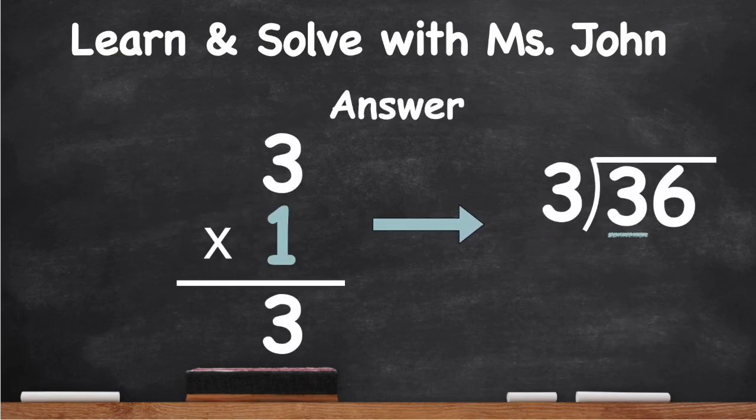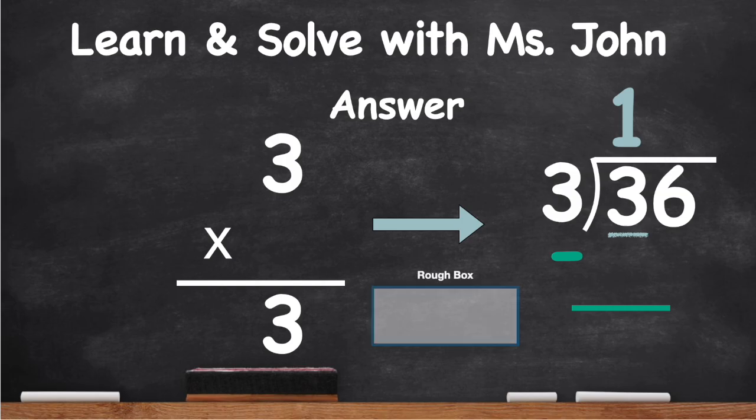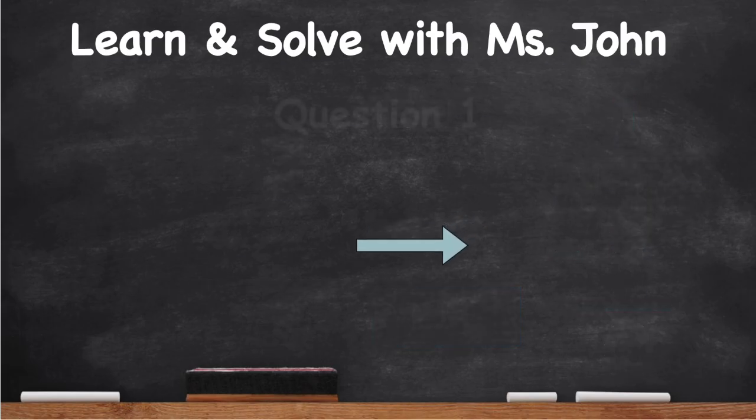So now we're going to move that 1 on top of the 3 in the division section. And now we got to determine what we are going to subtract that 3 in the division section by. So let's draw a rough box, and in that rough box, we're going to write, what does 3 times 1 equal? So 3 times 1 equals 3. So now we're going to move that 3 underneath the 3 in the division section. 3 minus 3 equals 0.